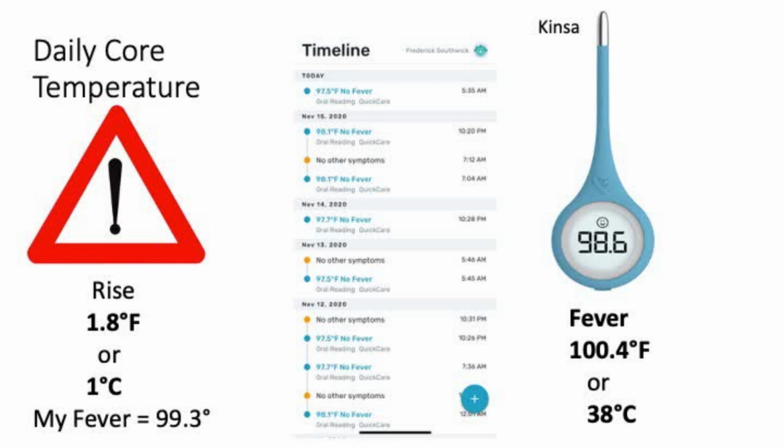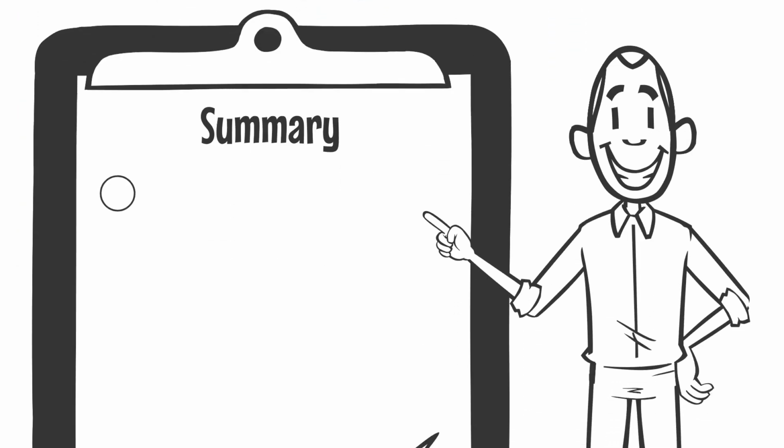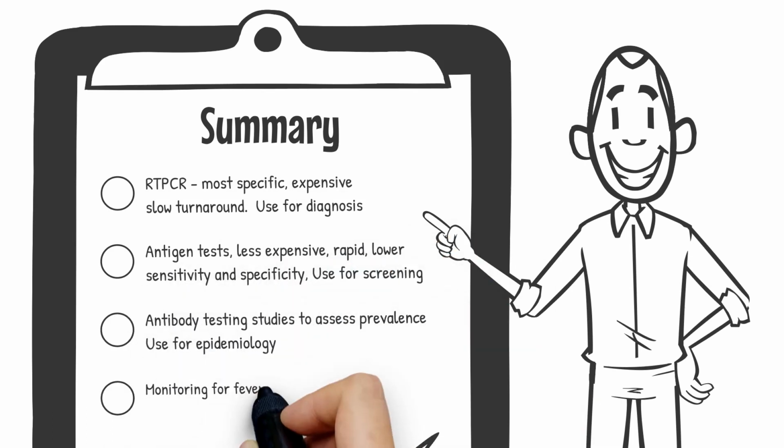During periods of high infection activity, I recommend everyone monitor their temperature at home. If fever is detected, immediately isolate from others and conduct a home antigen test or go to a testing center for RT-PCR testing. In summary, RT-PCR is the most specific and also the most expensive test.